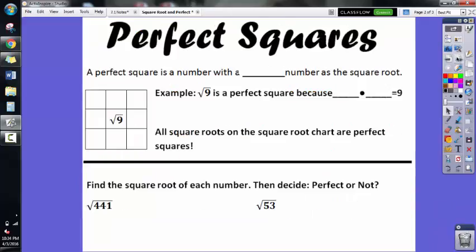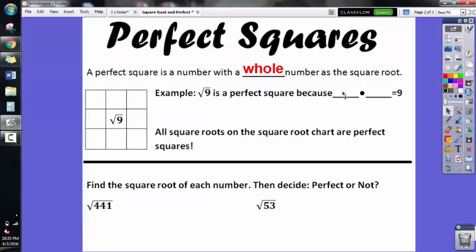Okay, now perfect squares are a special type of square root. So a perfect square is a number with a whole number as the square root. So no decimals are allowed in perfect squares. If you look at the square root of 9, okay, that's a perfect square. So there's 9 squares here. The square root of 9 would be the side length. You can see 3 by 3.